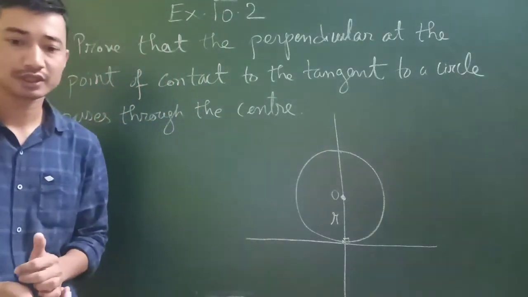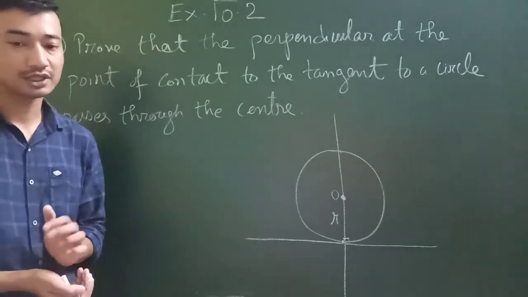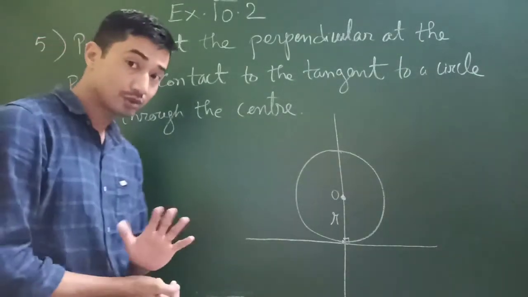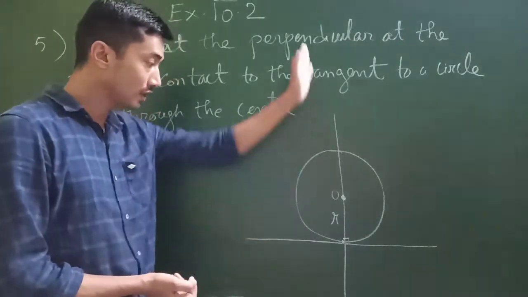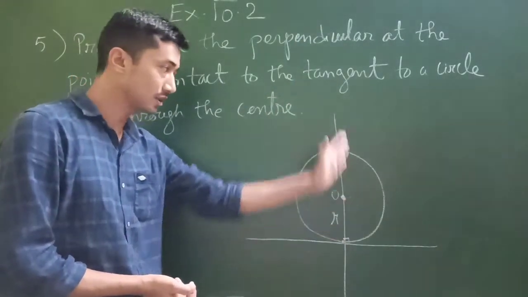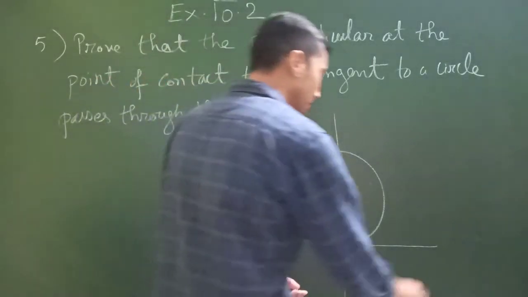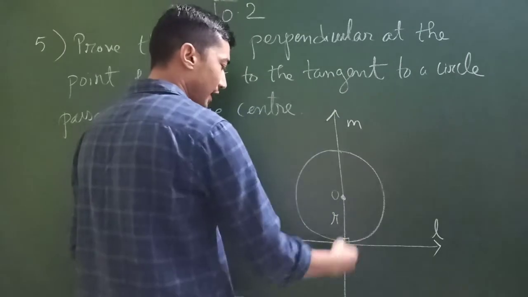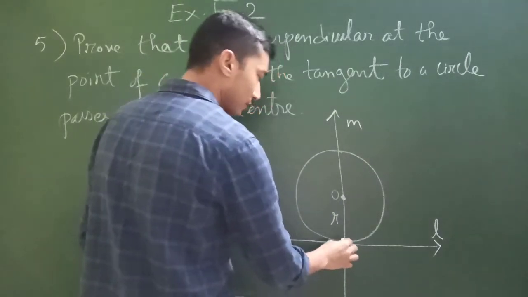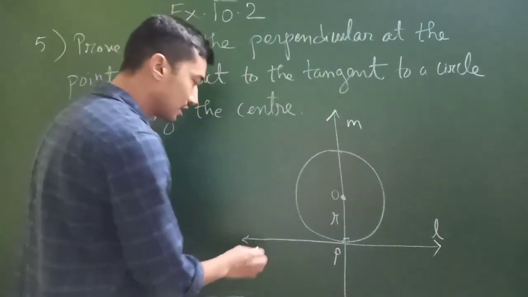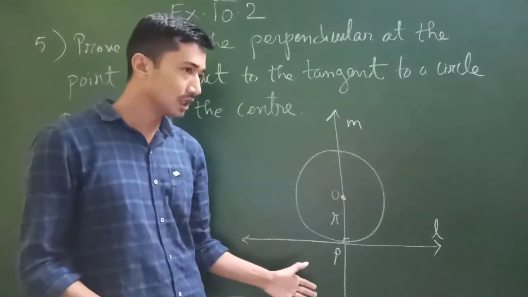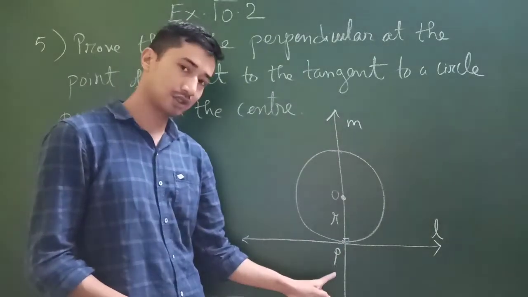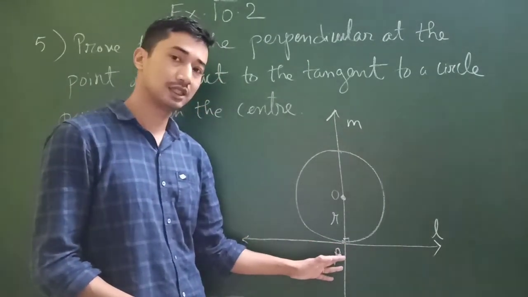You got that point? Tangent, because tangent at any point of a circle is perpendicular to the radius through the point of contact. So if I just assume this to be the tangent L, and I draw a perpendicular line M, this is P, the point of contact, then it is said that the tangent is perpendicular to the radius through the point of contact.